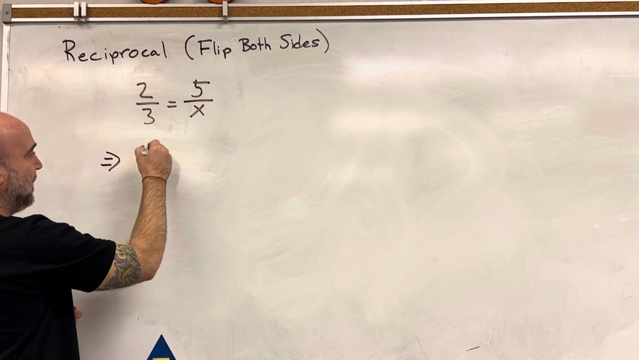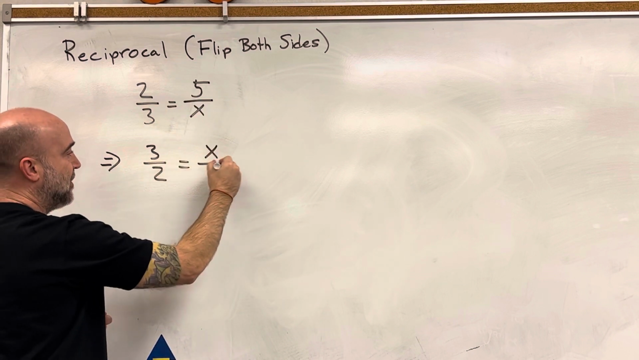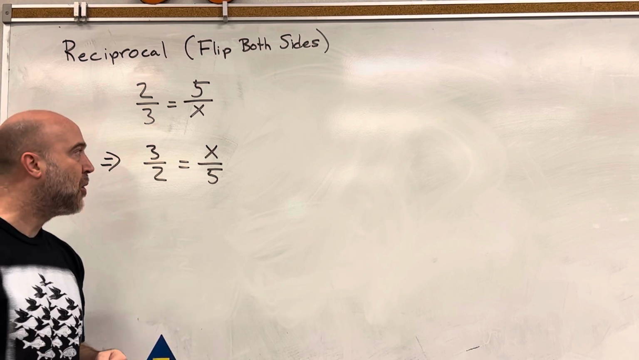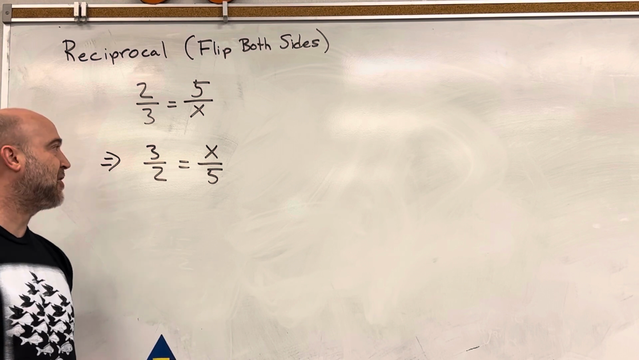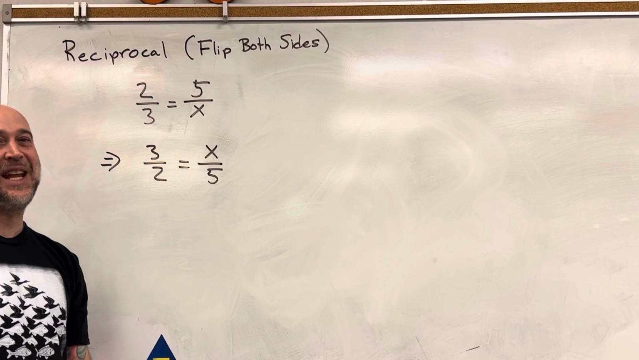Well, the 2 over 3 changes to a 3 over 2. The 5 over x changes to an x over 5. Okay? Recognize x is no longer on the bottom of the fraction. That means it's not trapped anymore. So in this case, we're trying to get x by itself again. Once again, we use reverse operations to get x by itself.